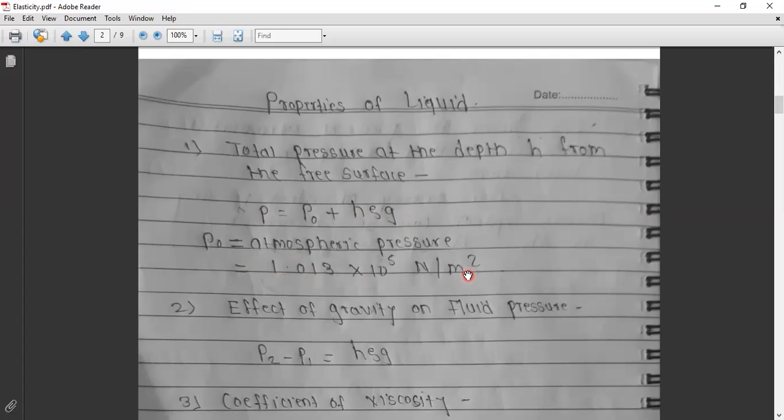Second part, that is the concept of gravity acting on the free surface of the liquid. So the pressure difference between the point which is at the free surface and which is at the depth h, this P2 minus P1 is equal to h rho g. And in the absence of gravity, the pressure P1 and P2 is equal, means pressure at every point inside the liquid in equilibrium remains same. So this is the second concept.